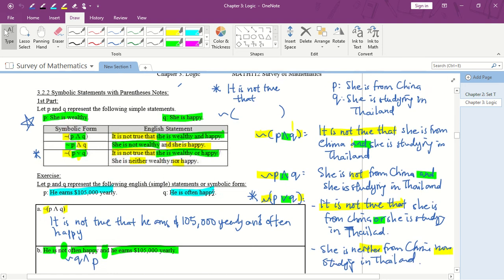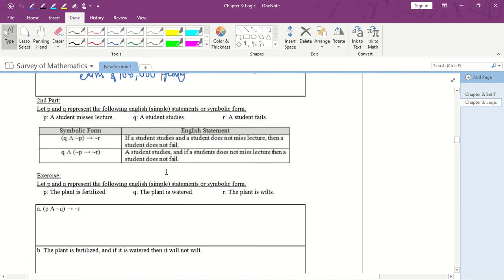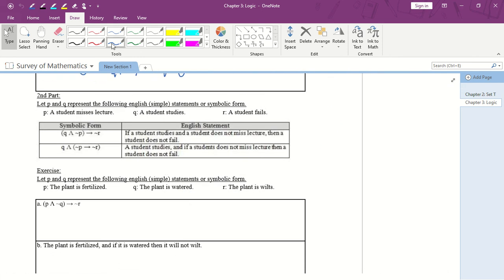Now the first part just now is only involving two statements, which is P and Q. However, when you go to the next part, it involves three statements. You can look at here, it says P, Q, and R. So it's kind of complicated now. So now the question is, how can we write this form properly? So you can look at here.